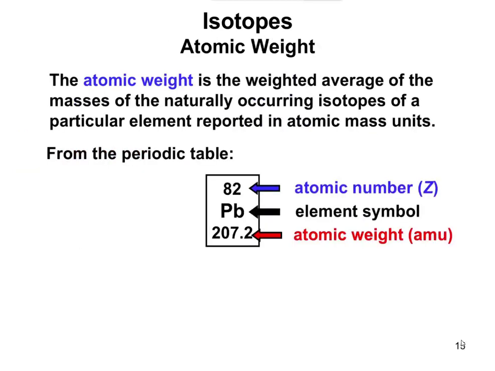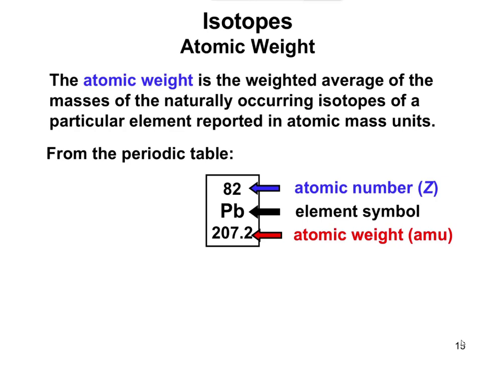Now, looking at the periodic table, on any given element you'll see the symbol, and you'll see the atomic number above it. Beneath the symbol is something that refers to the atomic weight. The atomic weight is a number given in atomic mass units, and that number is going to be a weighted average of all of the isotopes that are there.